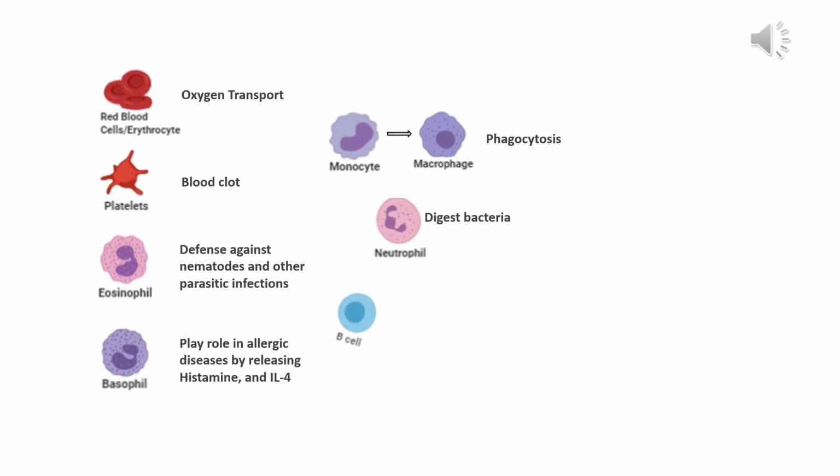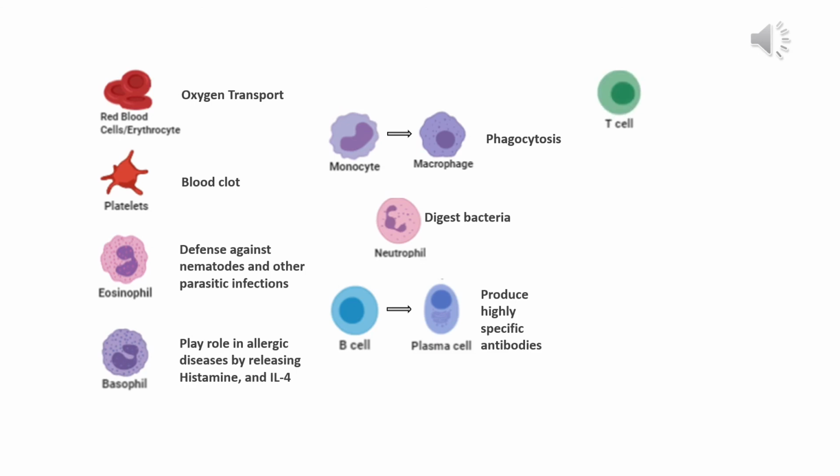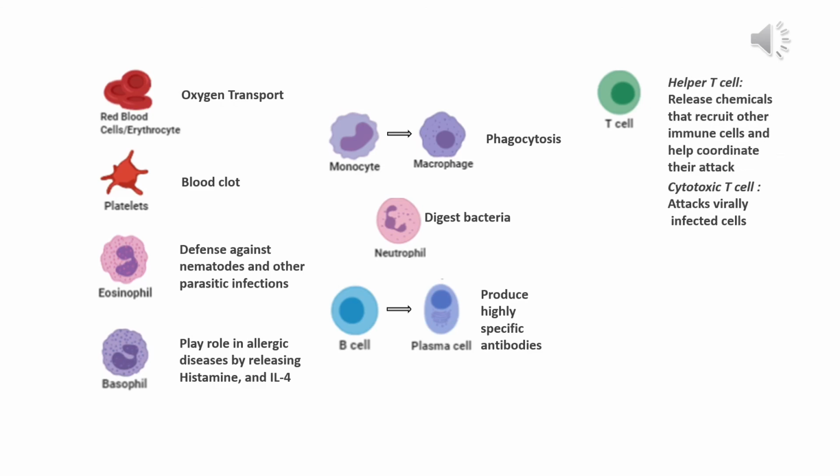B cell upon activation becomes the plasma cell, which produces highly specific antibodies that bind to the agent that triggered the immune response. T cells can be either helper T cells or cytotoxic T cells. Helper T cells release chemicals to recruit other immune cells and help coordinate their attack, whereas cytotoxic T cells attack virally infected cells.